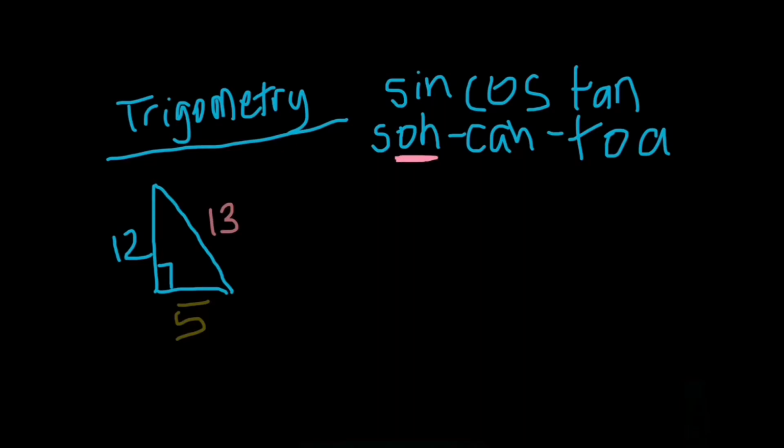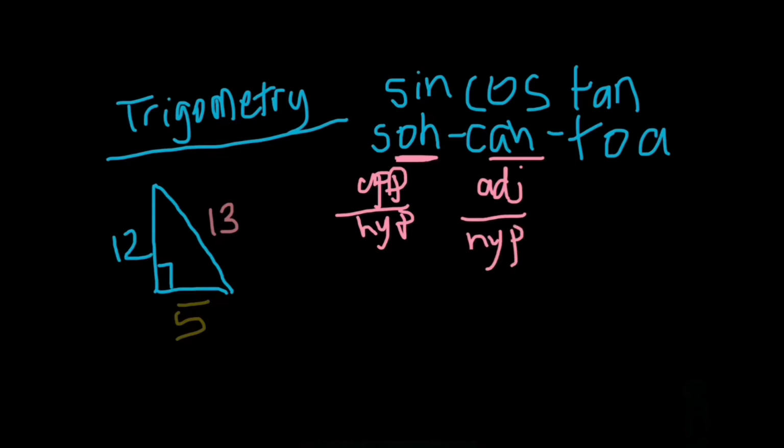So now what this means is, for sine, it is opposite over hypotenuse. For the cosine, it would be adjacent over hypotenuse. And then finally for tangent, it'd be opposite over adjacent.